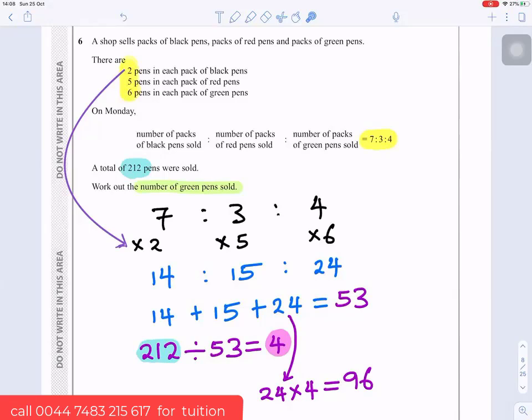So first of all, work out 7 times 2, 3 times 5, 4 times 6. And then you add them up, it gets 53. And 212 divided by 53 gives you 4. And 24 times 4 is 96.